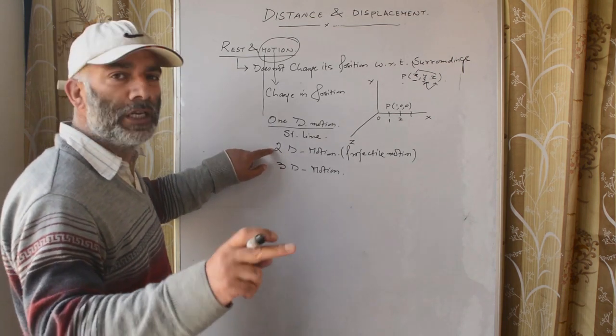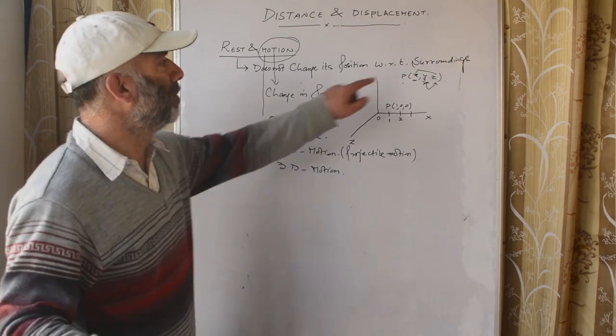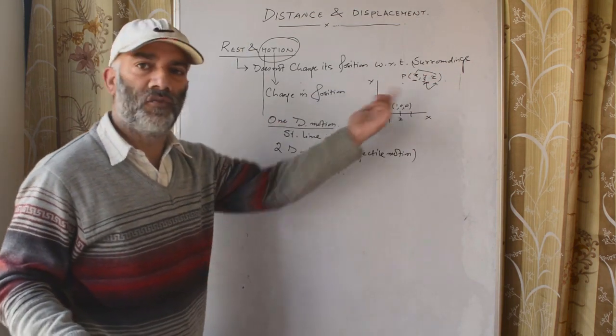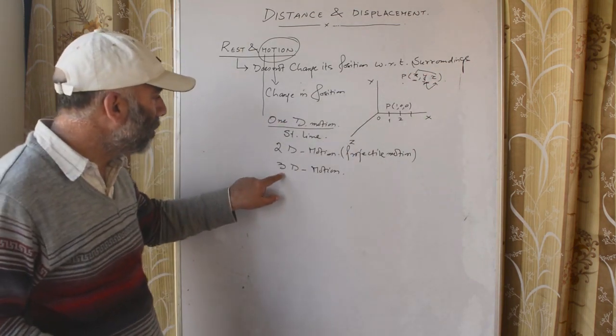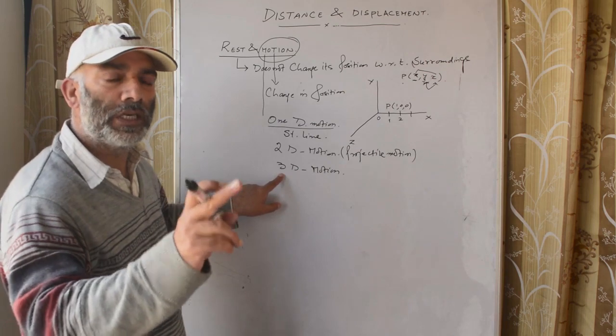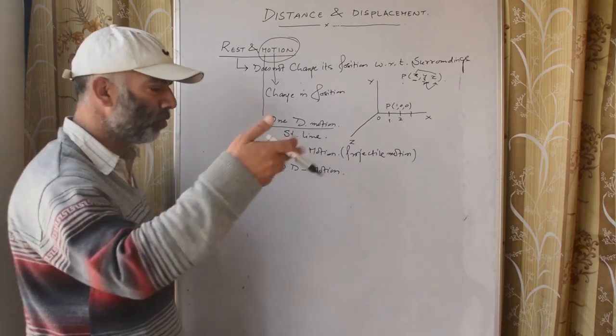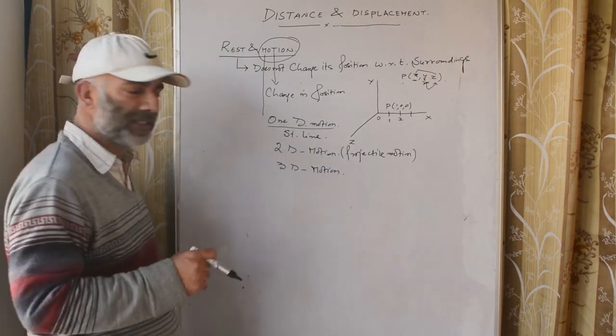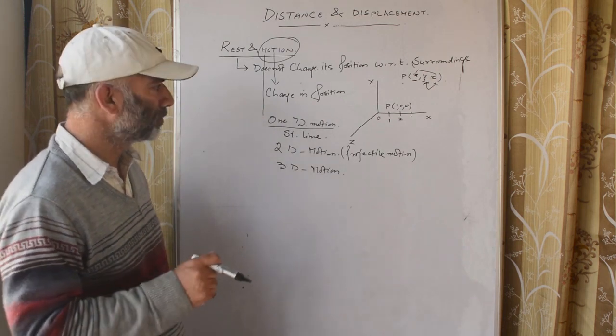In 2D motion, it moves in a plane. It can be xy, xz, yz, or in three-dimensional motion, the object moves in space. The motion of the gas molecules is the famous example in case of 3D motion.